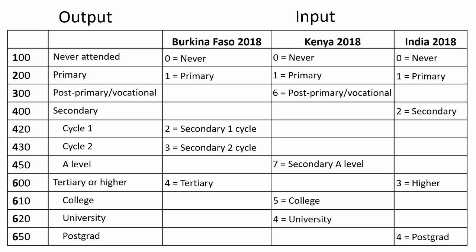We can also simplify these codes by keeping only the first digit. We also have another version of this variable that groups education categories even more broadly to compare across countries.